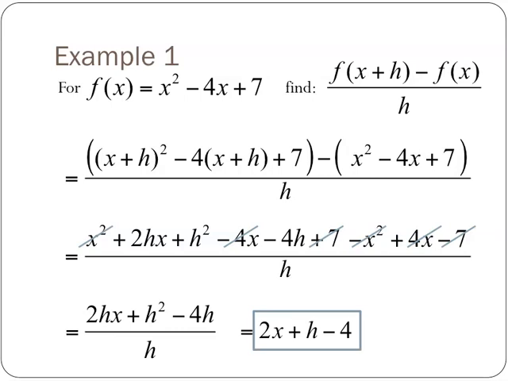What if I wanted to know what the slope was at, say, x equals 1? How do I do that? Well, you would plug in x equals 1 for x, and then you want h to equal 0. So it would be 2 times 1 minus 4, and that would give you negative 2. So you know that the instantaneous rate of change at x equals 1 is negative 2.